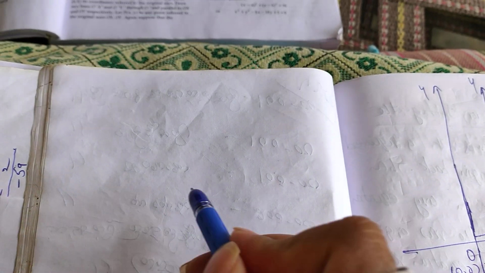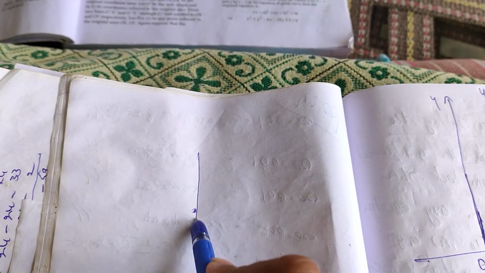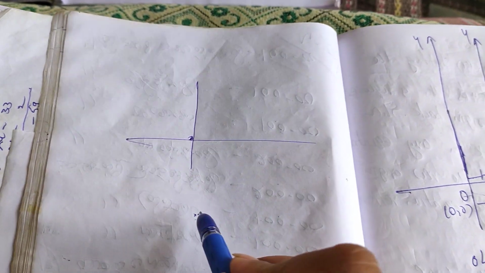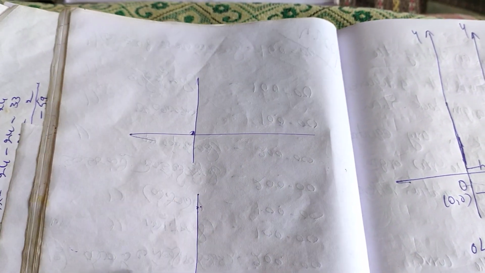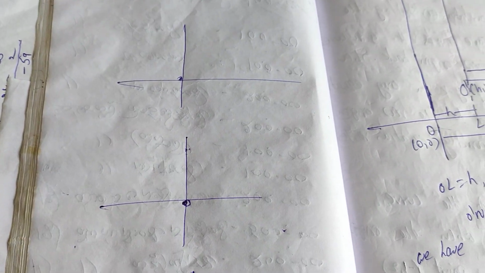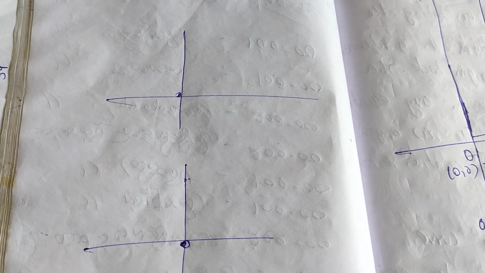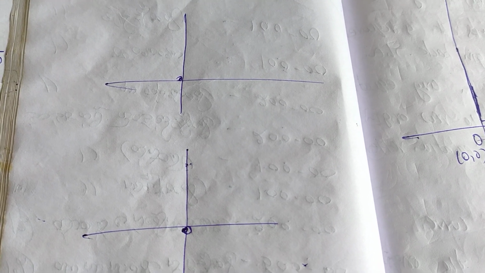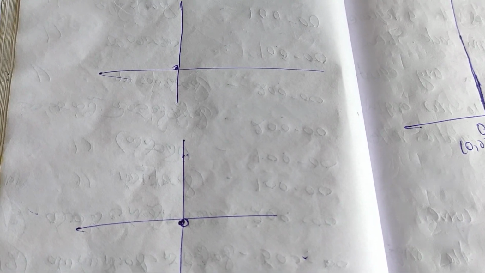On this plane of the paper, where do you want to take the origin? If somebody wants to take the origin here, or here, that means the position of the origin we can take anywhere on the plane. That means there is a possibility to shift the origin somewhere.